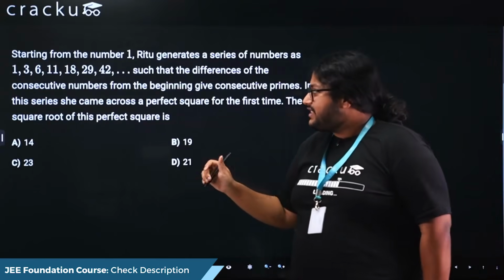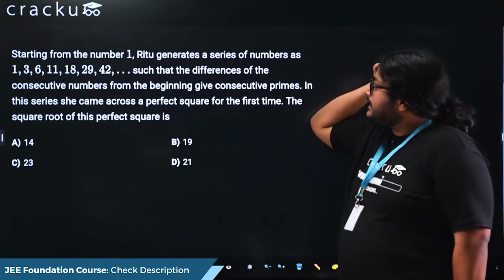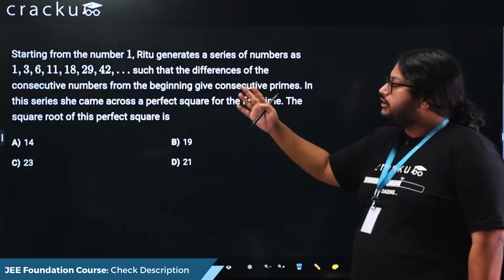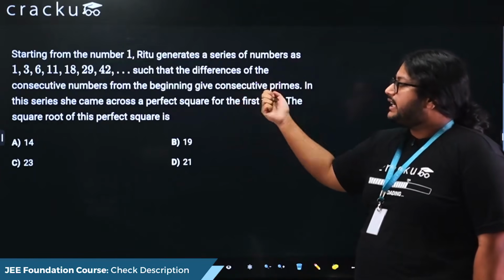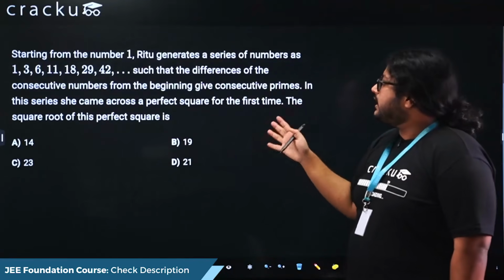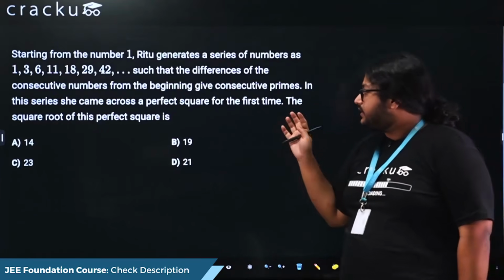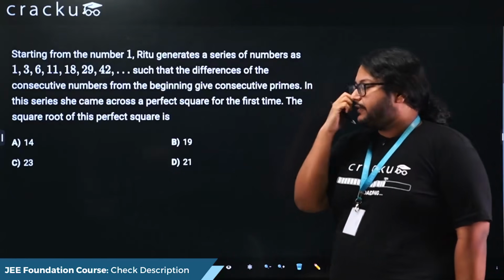Okay, so in this question, we are told that starting from the number 1, Ritu generates a series of numbers as 1, 3, 6, 11, 18, 29, 42, such that the differences of the consecutive numbers from the beginning give consecutive primes. In this series, she came across a perfect square for the first time. The square root of this perfect square is.